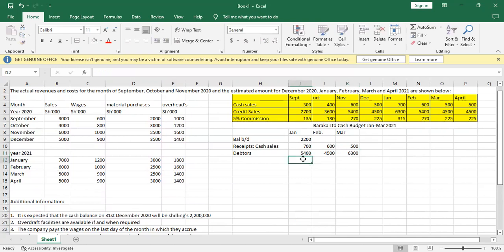Any other receipts? I leave some space. Should there be any other receipts? So let me go to the payments. Cash budget is all about what you are receiving and what you are paying. And in the payment, we start with wages. Number 3, the company pays the wages on the last day. So I start with wages. Last day means same month, but the last day.